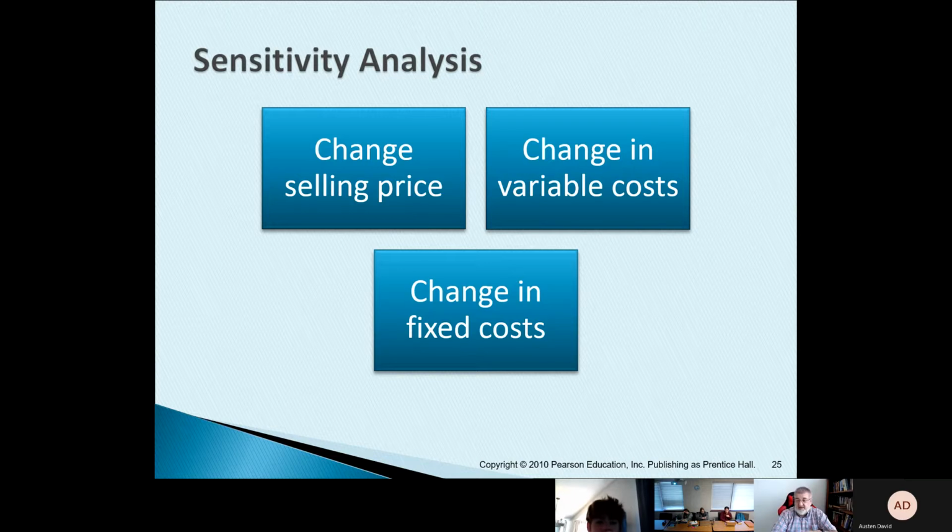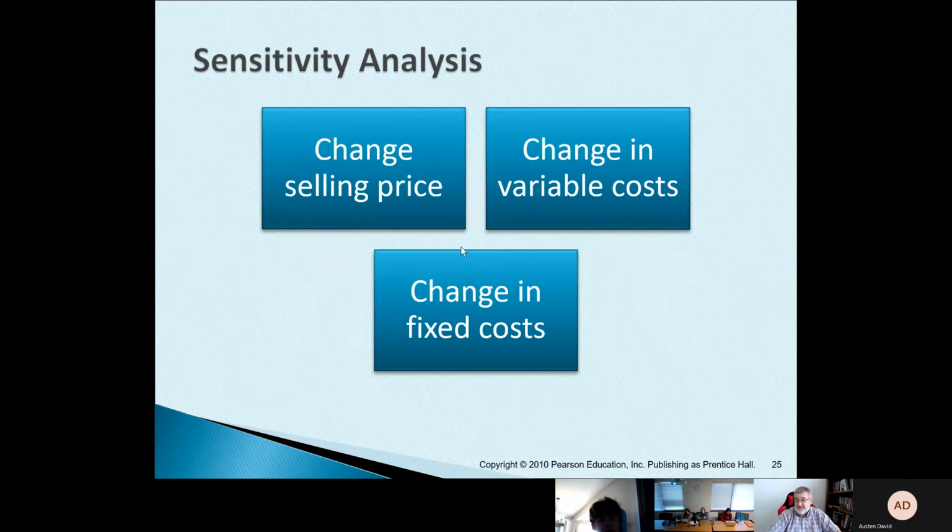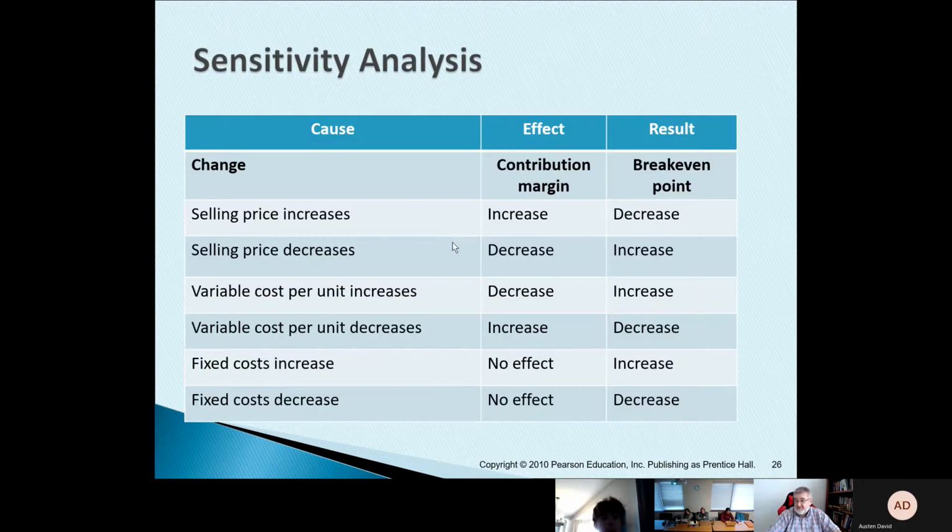Yep. So anytime our costs go up, our break-even point's going to go up. If our cost goes down, our break-even point's going to go down. Conversely, on our sales, if our sales go up, our break-even goes down. But if our sales go down, our break-even goes up. All of these are going to affect our break-even point. And this is kind of what we were just talking about there.